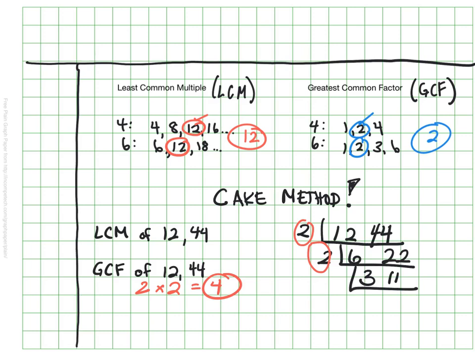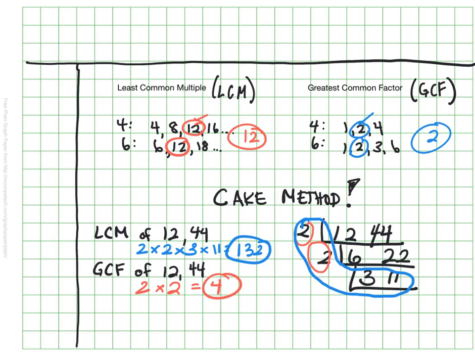Then if I want to find the least common multiple, I'm actually going to take my 2 and my 2 and the last row of my little cake. You can see it's kind of like an upside down tiered cake. And I'm going to say, oh, so my least common multiple is what I get when I do 2 times 2 times 3 times 11. And I'm just going to do a little calculation in my head here. And I end up with 132. That's their least common multiple.